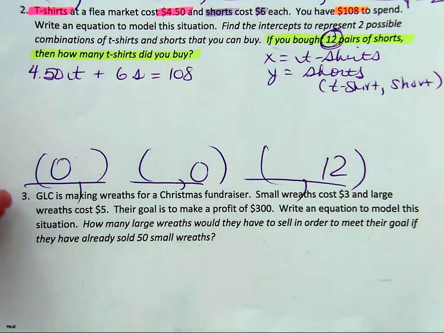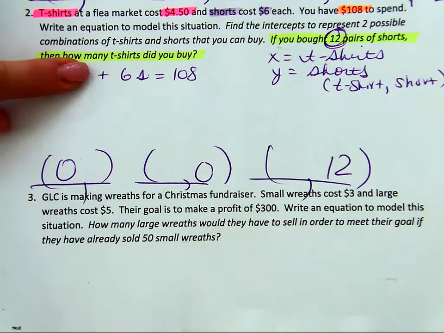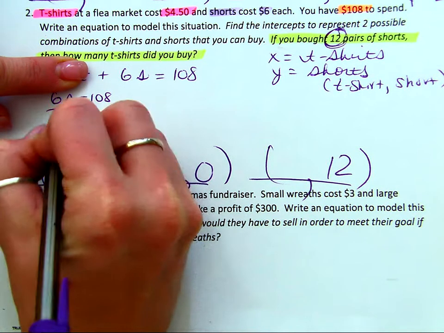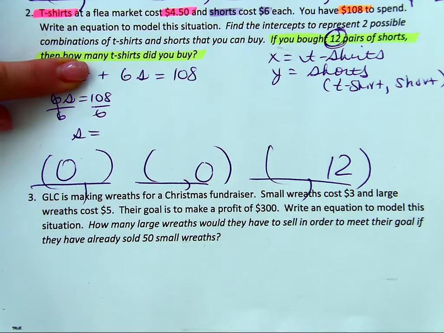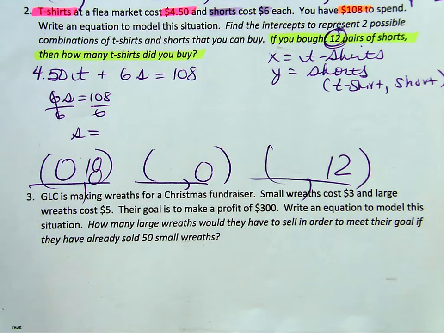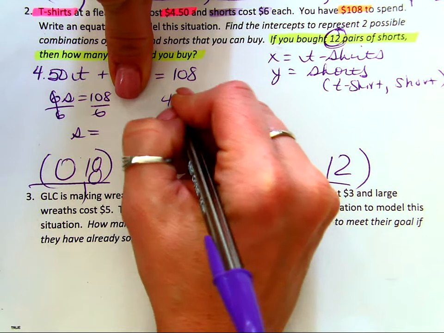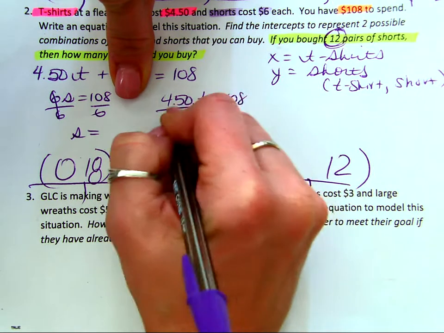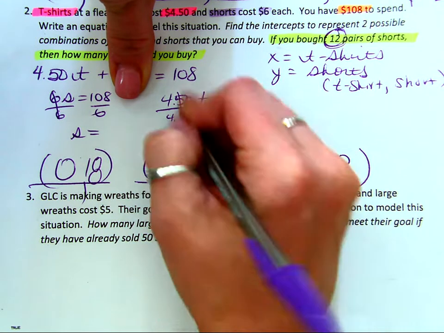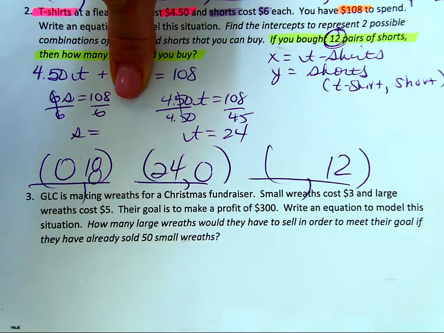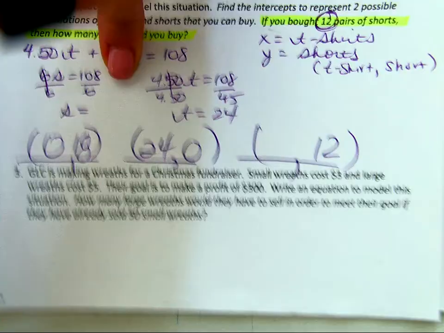Let's make T equal to 0, so let's cover it up. Let's say 6S equals 108. Let's divide by 6. And then you'll find out if you don't want any T-shirts, you can get 18 pairs of shorts for $6 a piece. But what if you don't want any shorts? Then 4.5T equals 108. Then you divide this, and you can get 24 T-shirts because they're cheaper. It makes more sense. You can get more. They cost less.